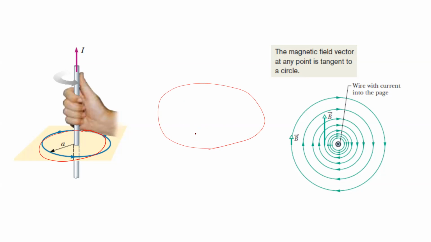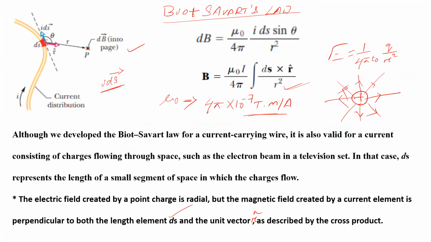And that magnetic field, this plane where the magnetic field is produced, is perpendicular to the direction of current. Although, sorry, the magnetic field created by a current element is perpendicular to both the length element and also the r cap, as described by the cross product.